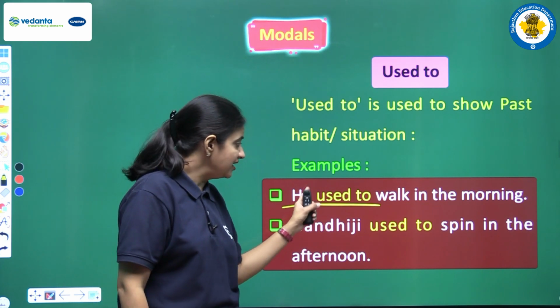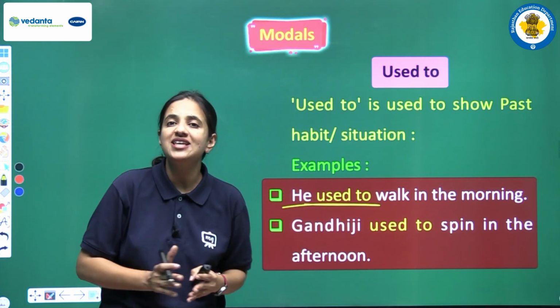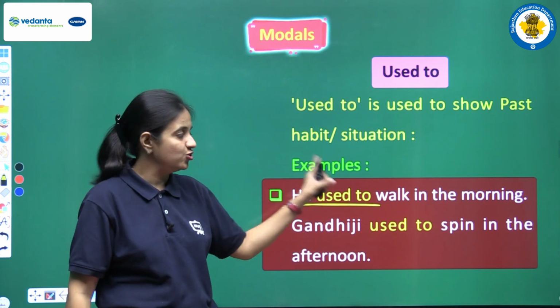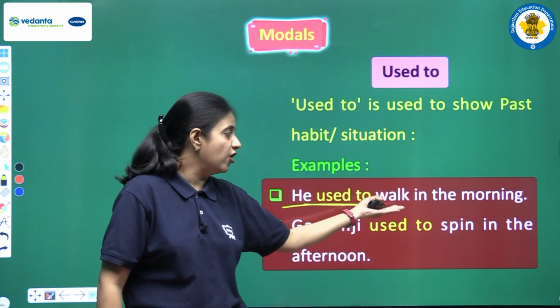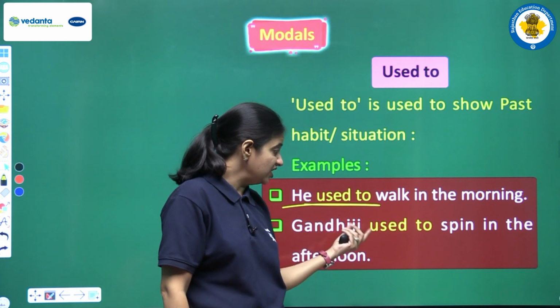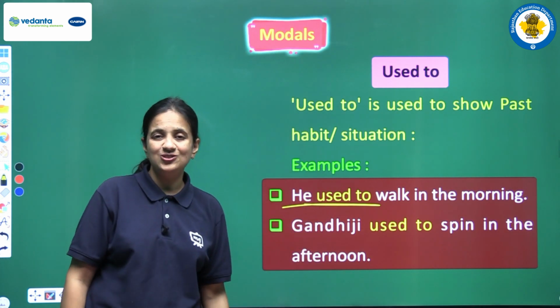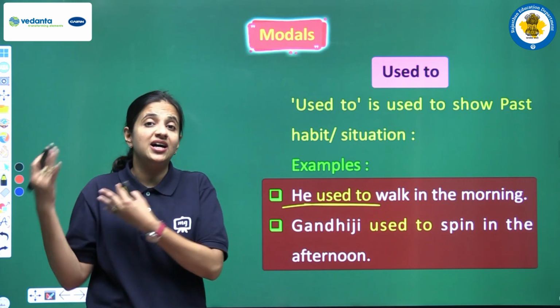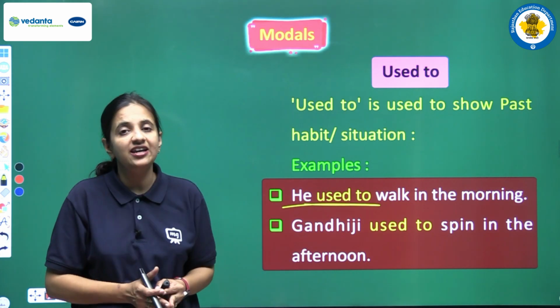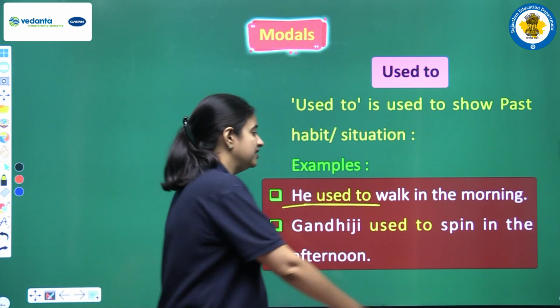So we are writing that he used to walk in the morning. In the past he had this habit that he used to go for a walk in the morning. Similarly, we have this sentence: Gandhi ji used to spend in the afternoon. In this sentence also we are showing Gandhi ji's past habit, the thing that he used to do daily, and we are saying that he used to spend in the morning.